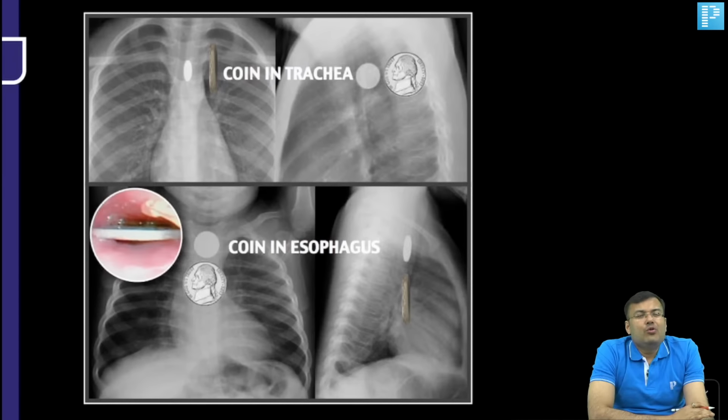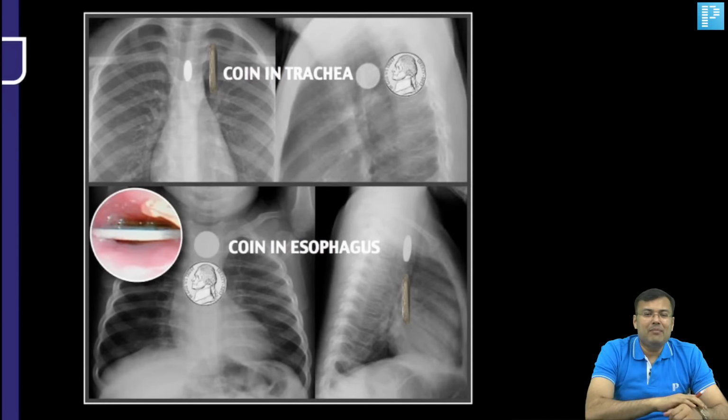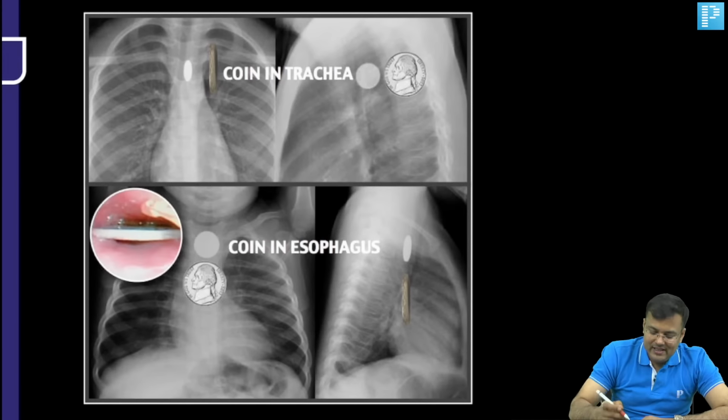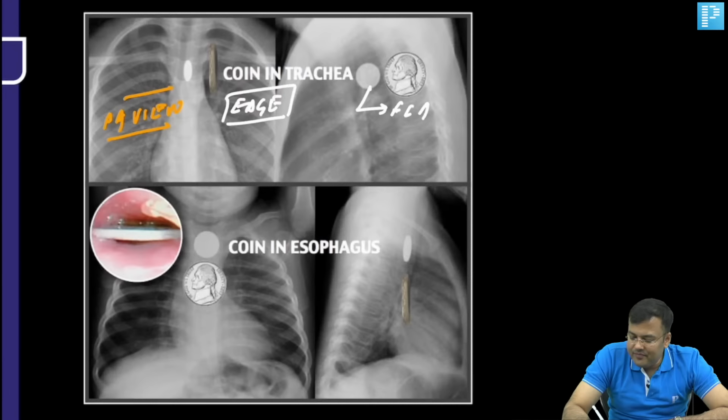Next, you already know this question. This was asked almost every year, in each and every exam, and we are also expecting this question again in the exam. Where is the coin? Guys, if it goes in the trachea, on chest X-ray PA view, you can see the edge. On lateral view, you can see the flat surface.